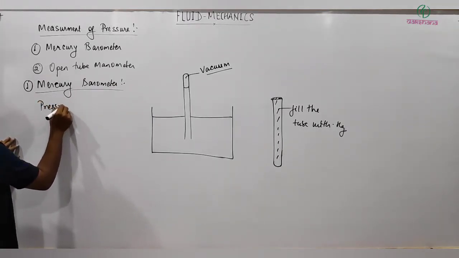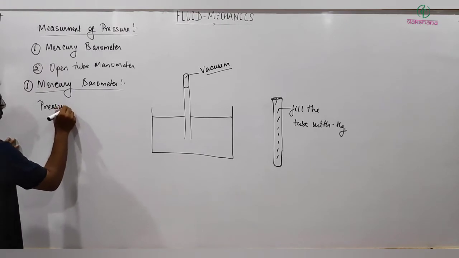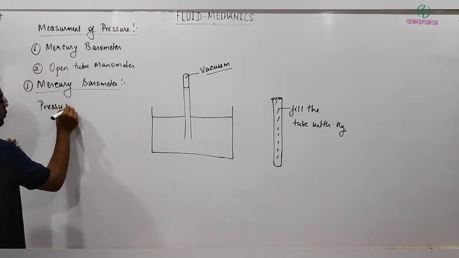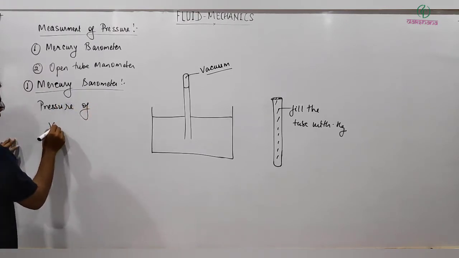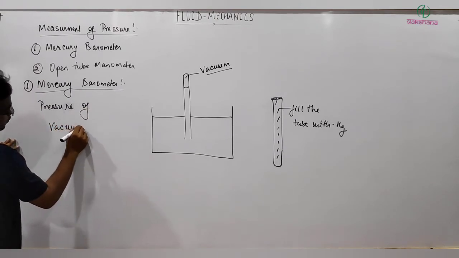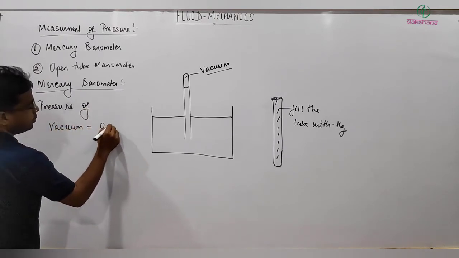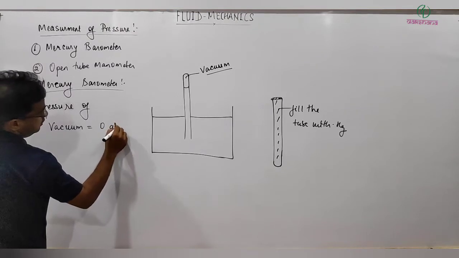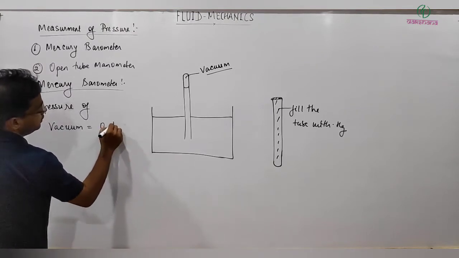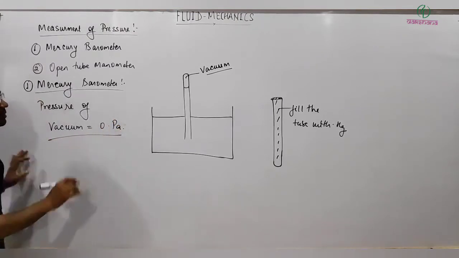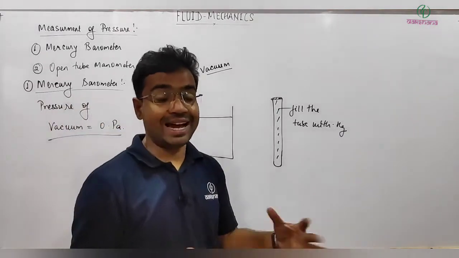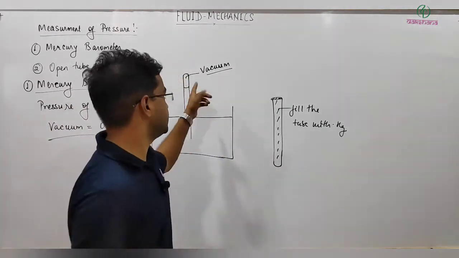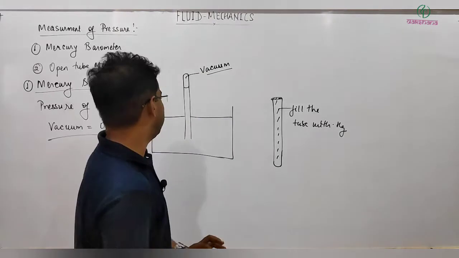Pressure of vacuum is equal to 0 atm or 0 Pascal. Conventionally, ideally, a perfect vacuum is equivalent to 0 atm or 0 Pascal pressure.